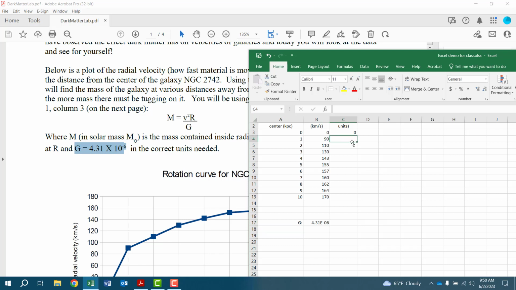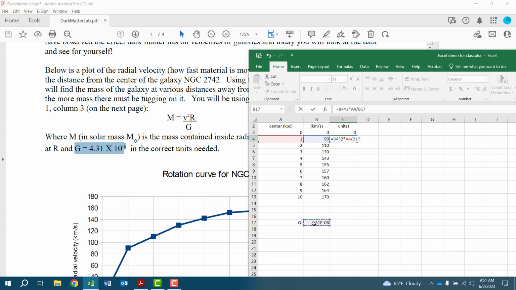So in order to calculate the mass within the orbit of a star at a distance of 1 kiloparsec from the center of this galaxy, I use equals. I need the square of the speed. So that's this number here. I'm going to click on the cell containing the speed, which we read off the graph, and I need to square it. So I use shift 6 for exponent, and then the number 2. That's v squared times the radius. I click on the radius, which is in the first column, and then I divide by the value of big G, which is down here.